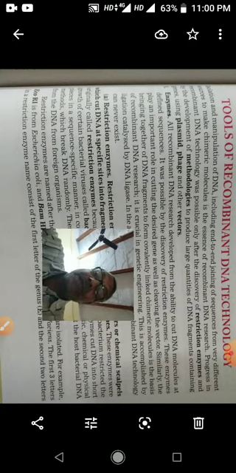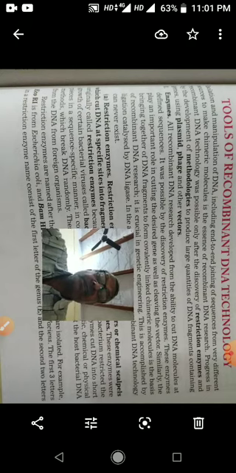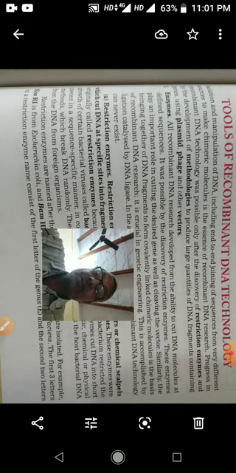First is lysing enzyme. These enzymes are used to open the cells or to dissolve the cell wall of plant cell. Lysozymes are used to dissolve bacterial cell wall.